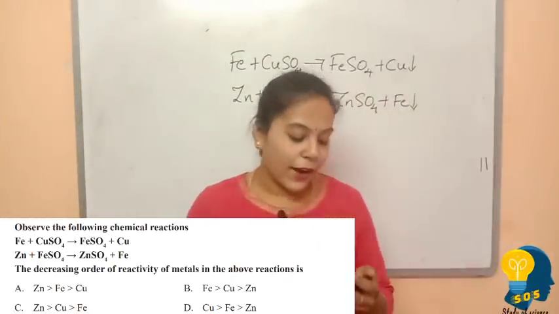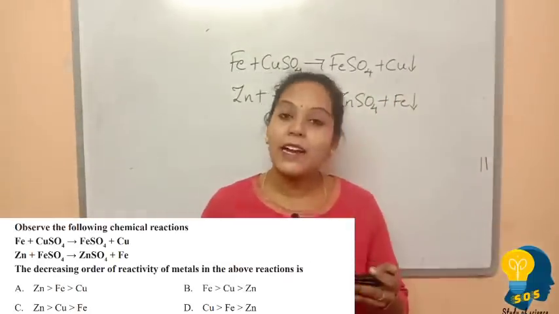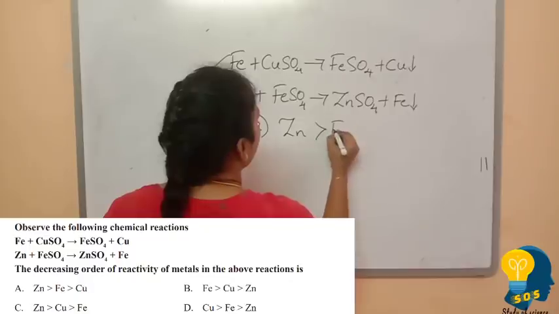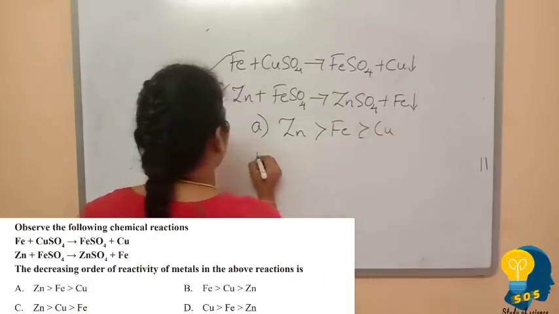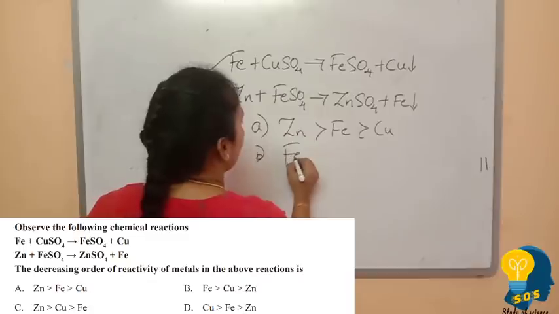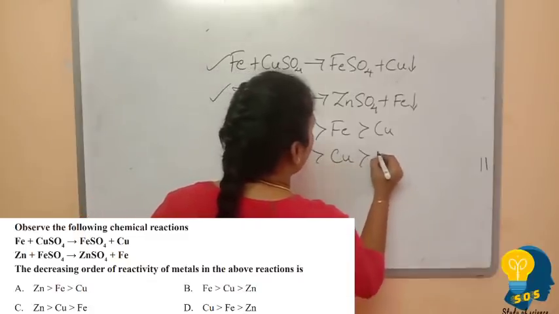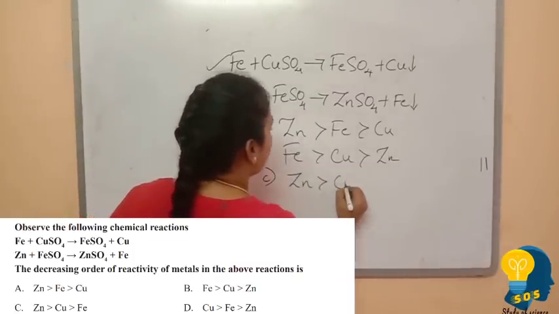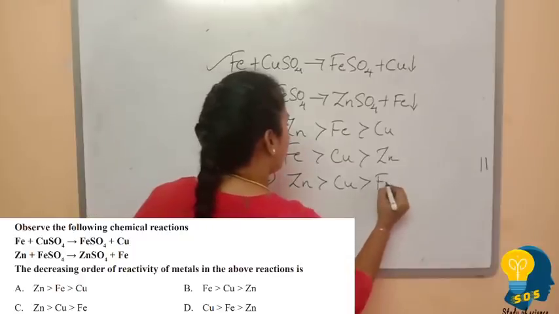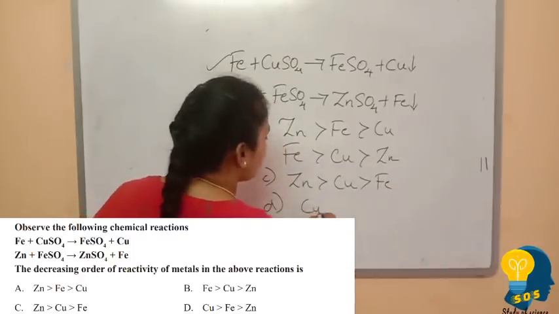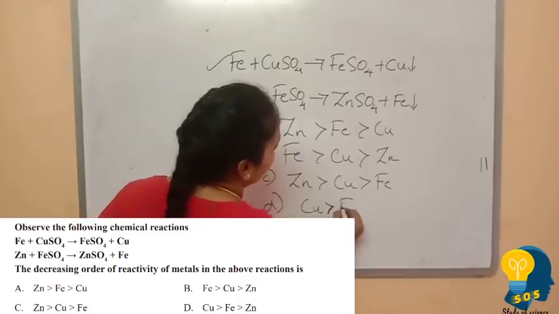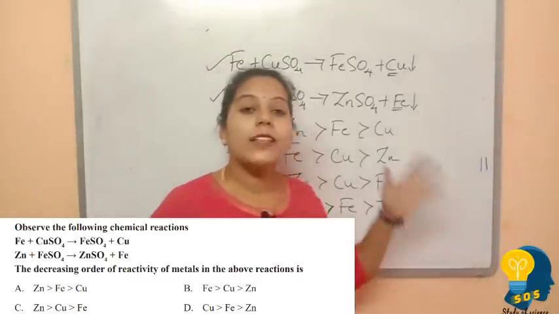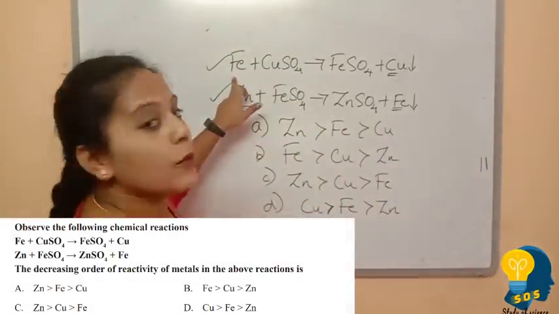Here you have to find out the decreasing order of reactivity of metals in the above reaction. Option A: zinc is more reactive than iron and iron is more reactive than copper. Option B: iron is more reactive than copper and copper is more reactive than zinc. Option C: zinc is more reactive than copper and copper is more reactive than iron. And option D: copper is more reactive than iron and iron is more reactive than zinc.